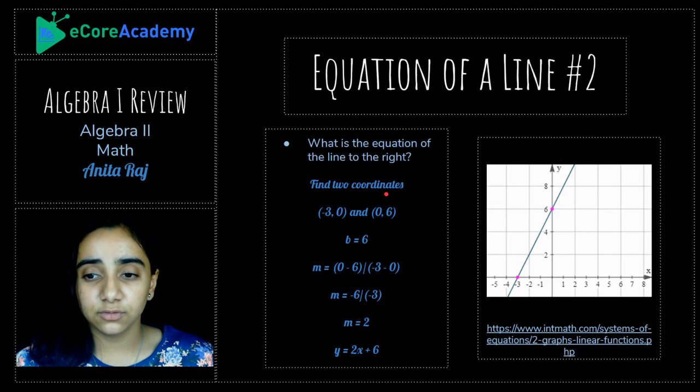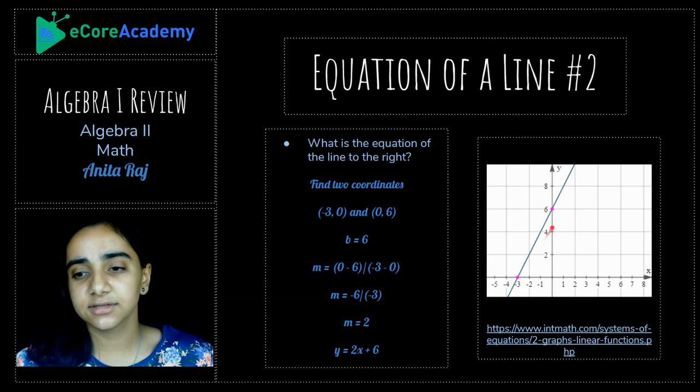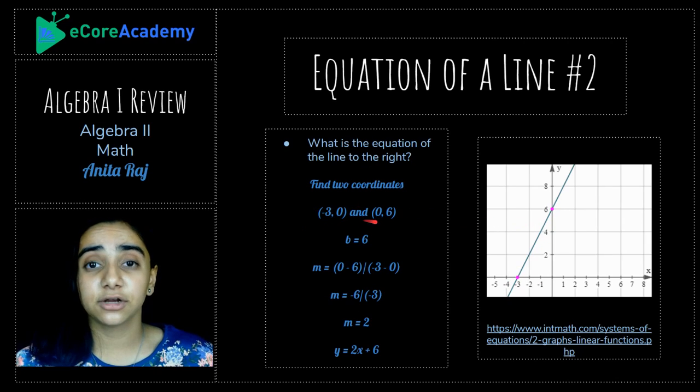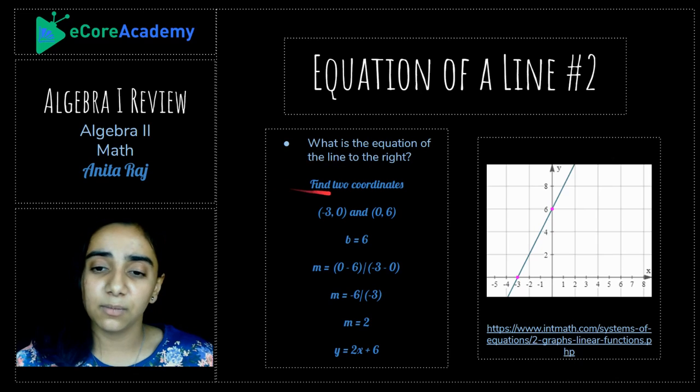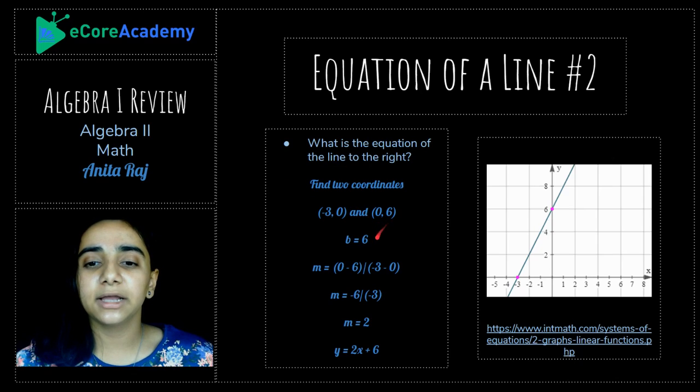So first you want to find 2 coordinates. Here it's already indicated for you, negative 3, 0, and 0, 6. Your x-intercept, where it crosses the x-axis, and your y-intercept, where it crosses the y-axis. So negative 3, 0, and 0, 6. So for your y-intercept, if you recognize from the last problem we did, you can pretty much just use the y-intercept here. If you have the regular y-intercept, you don't need to go through all those steps to find it. You automatically know your b is 6. So all that's left to do is finding the slope.